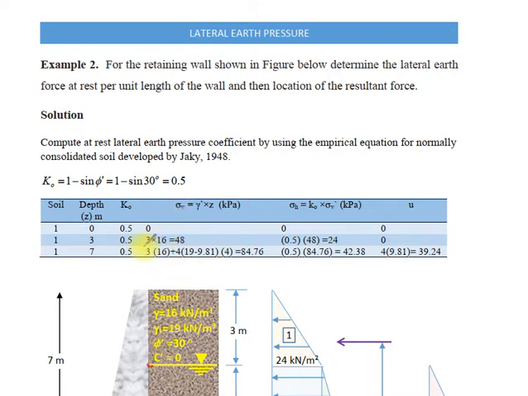Sigma vertical equal to 3 meters multiplied by gamma, 3 times 16 equal to 48. The horizontal stress will be K naught times sigma vertical. K naught 0.5 times 48 equal to 24.